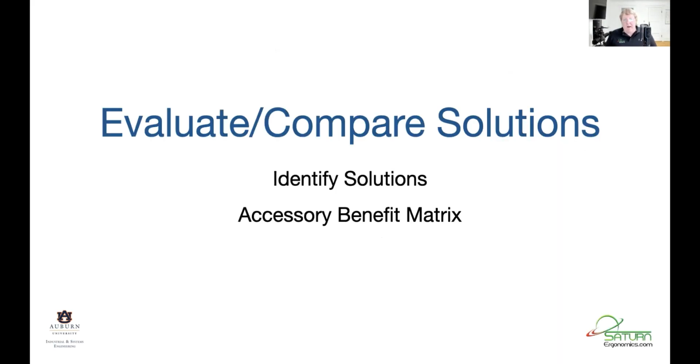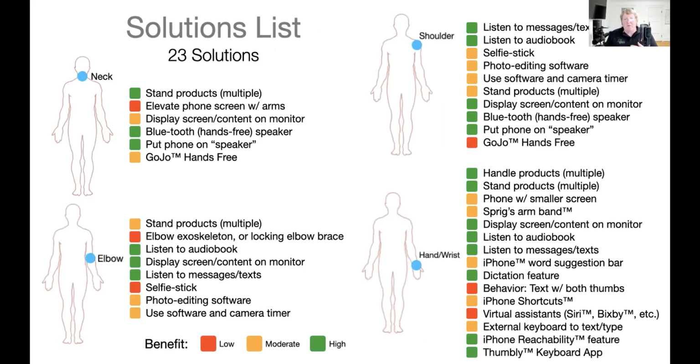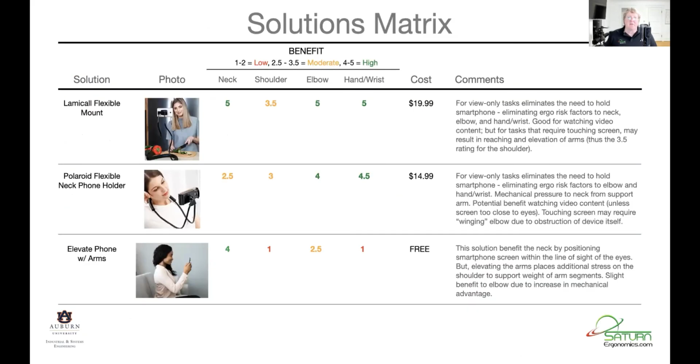Okay. Evaluating and comparing solutions. You want to identify solutions. We identified 23 solutions, and this is a neat way by body part. I listed the solutions and I rated them low, moderate, and high benefit. So if somebody has, say, trouble with the shoulder, you could look at the solutions and see which ones will be potentially good for the shoulder.